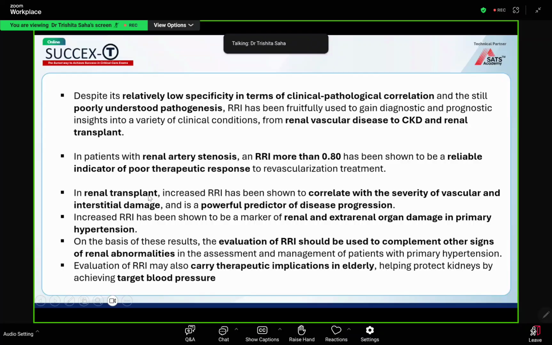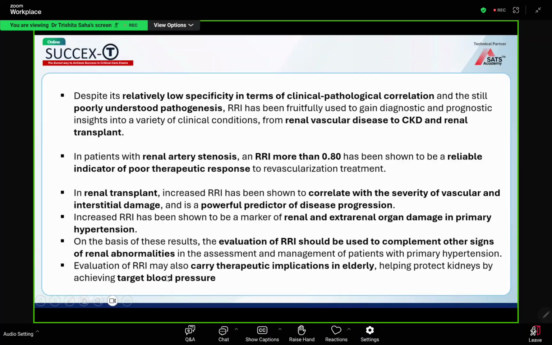In renal transplant patients, increased RRI has been shown to correlate with the severity of vascular and interstitial damage and is a powerful predictor of disease progression. Increased RRI has been shown to be a marker of renal and extrarenal organ damage in primary hypertension. On the basis of these results, the evaluation of RRI should be used to complement other signs of renal abnormalities in the assessment and management of patients with primary hypertension.